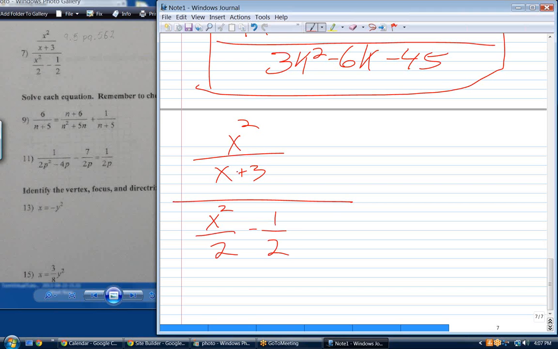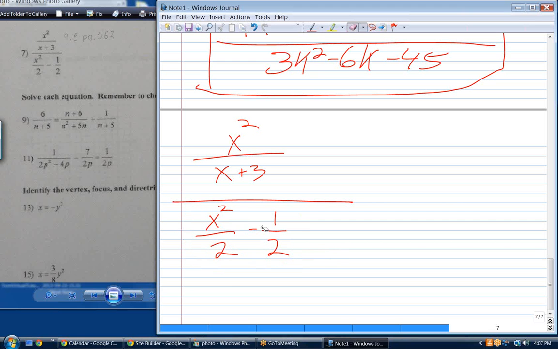Usually, when I divide a fraction by another fraction, I can flip the denominator and multiply. But I can only do that if it's a single rational function. This is two different fractions. So I have to put these two fractions together first before I can flip it and multiply.